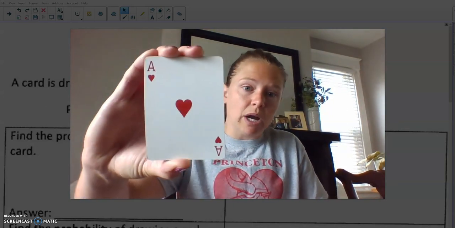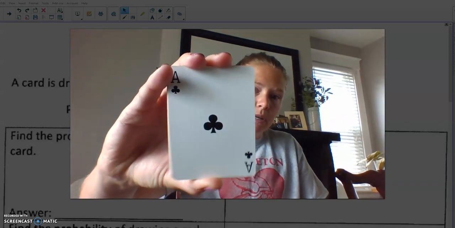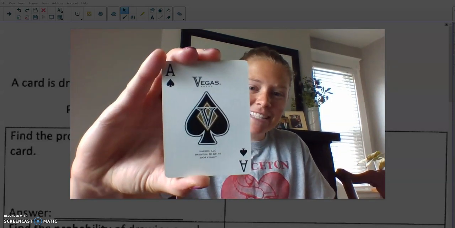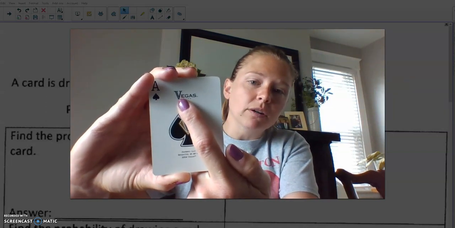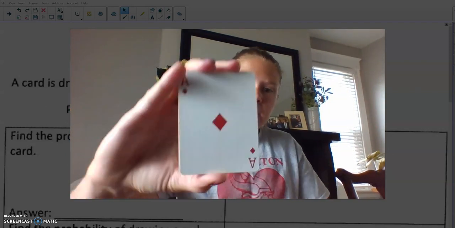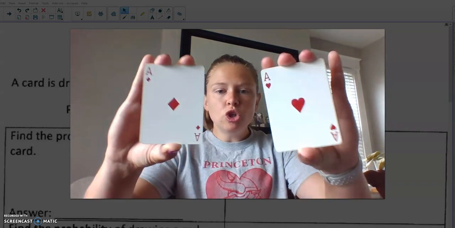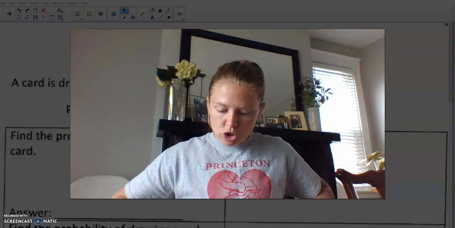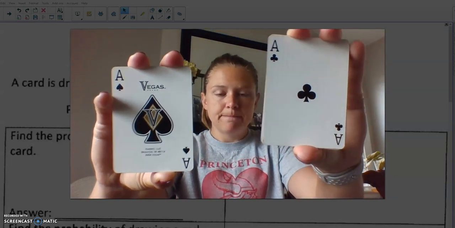So first suit, we've got hearts. Next, we've got clubs. Next, we've got spades. Now, also this will help if you ever go to Las Vegas in your future, when you're over the age of 21. And last but not least, diamonds. So you have 2 red suits, diamonds and hearts. You've got 2 black suits, clubs and spades.